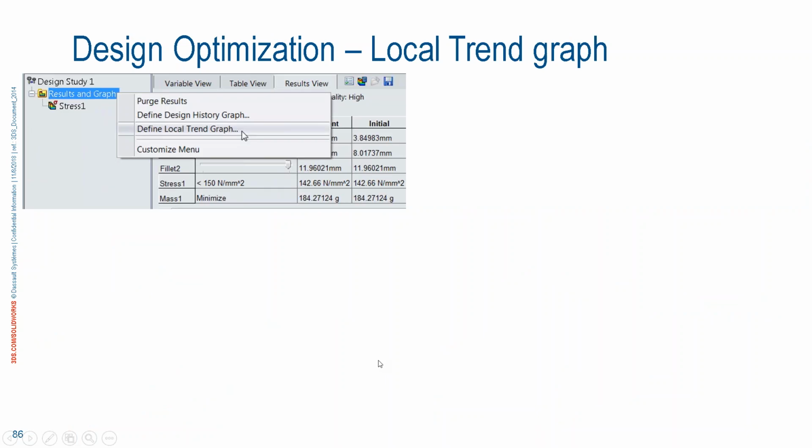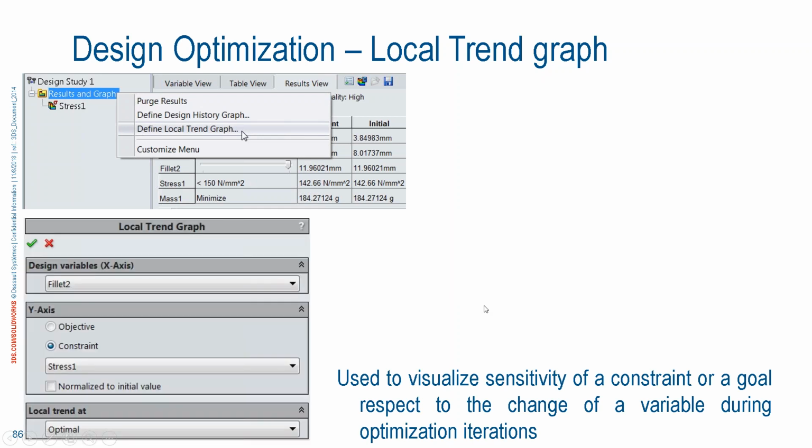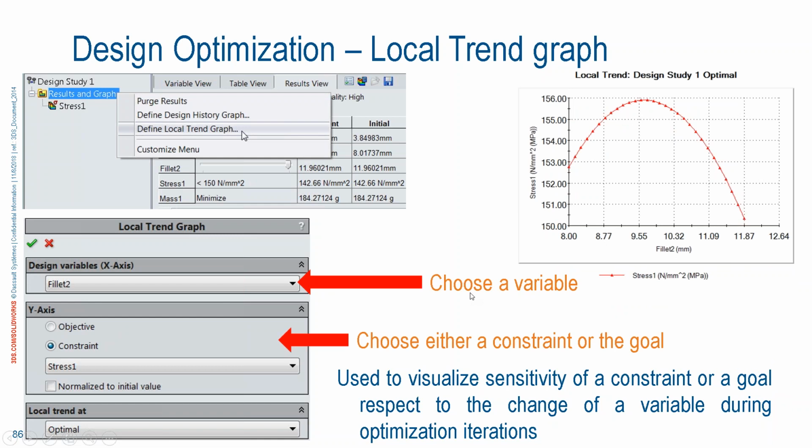Another interesting information you can gain from this study is a sensitivity plot, and you can use a local trend graph. Basically, it will tell you what is the impact of that variable on your final result. For example, you can create a local trend graph with the fillet dimension on the x-axis and the stress on the y-axis, and get a curve like this, where you see that there is a lot of impact on the stress if you have values like 10 millimeters.